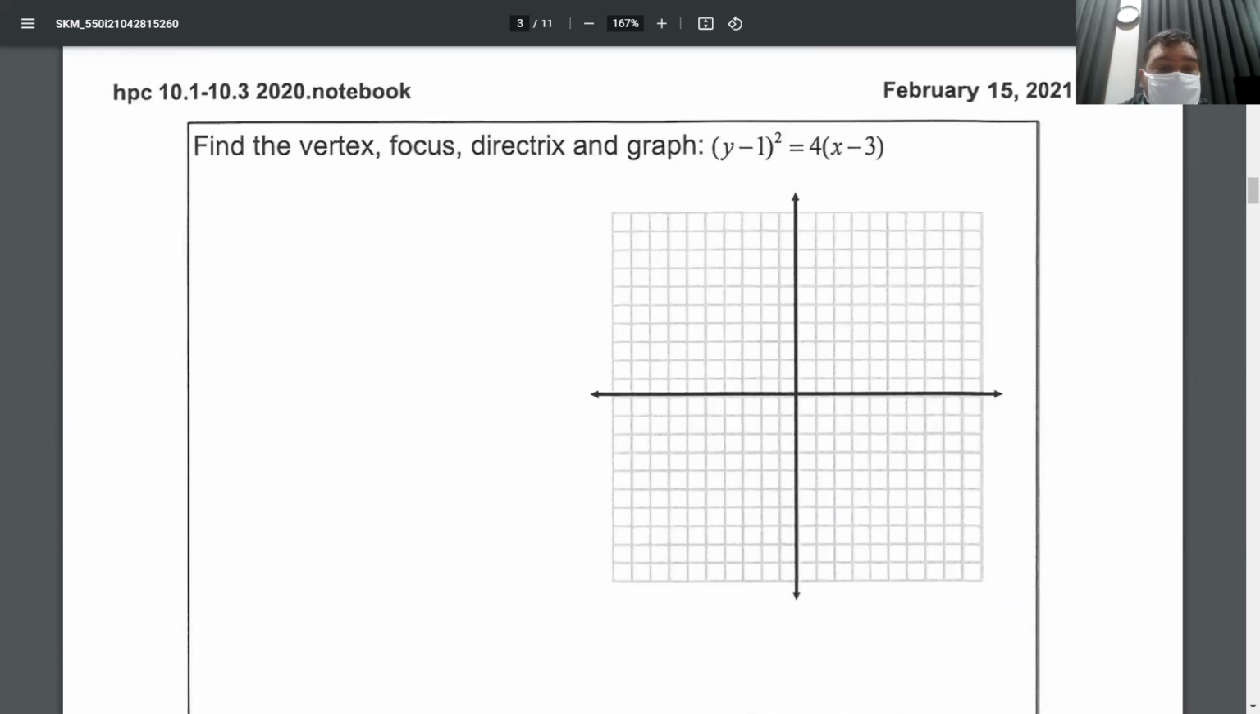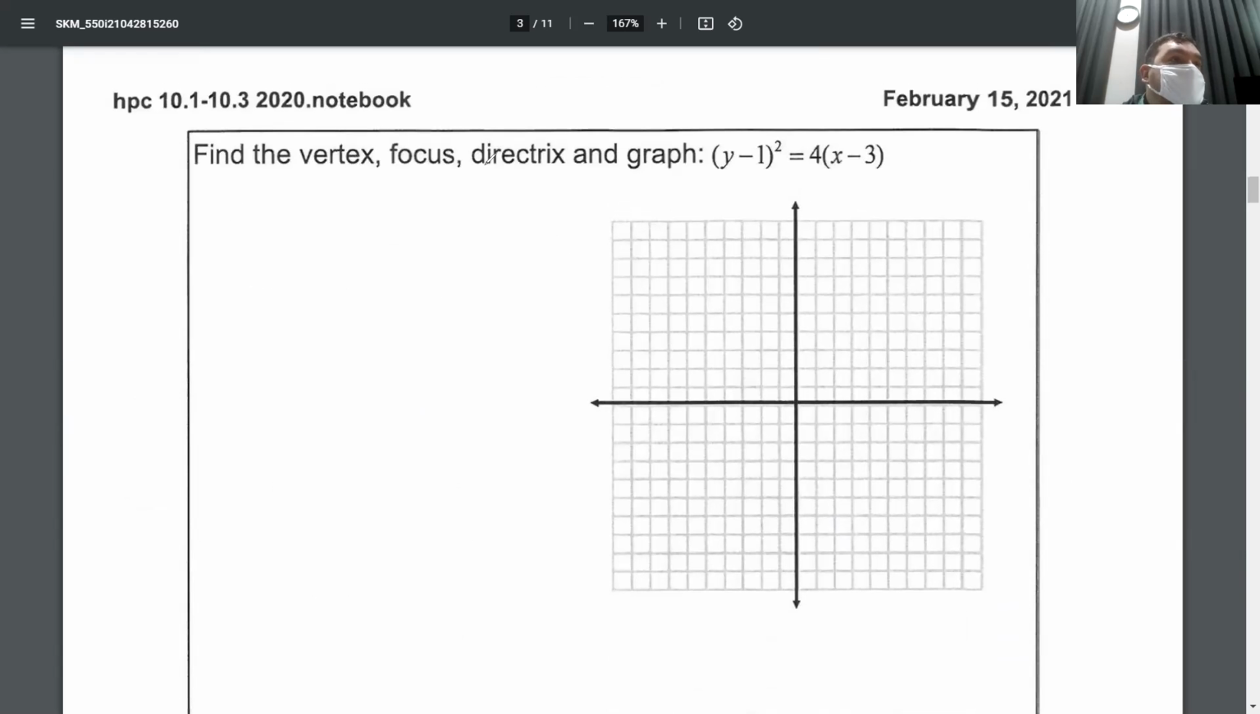All right, next one. I have the equation in this conic form. y minus 1 squared equals 4, x minus 3. What I'm going to need to take out of that information is the vertex, the directrix, and the focus. And then we're going to use those things to graph it down. So we have y squared on the left side. If y squared is on the left side, that must mean it's a vertical parabola.